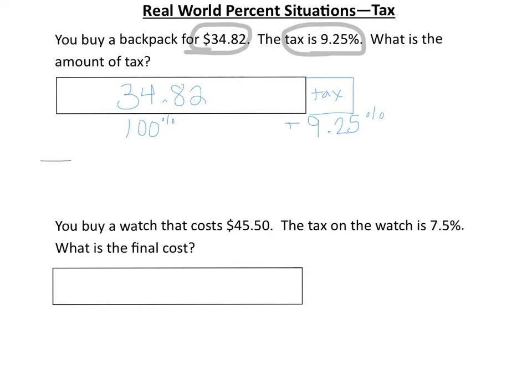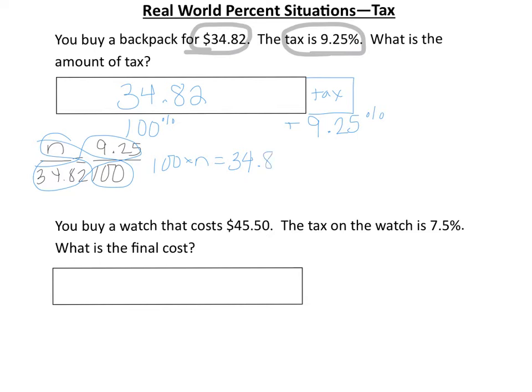When we go to set up our proportion, we are simply wanting to know what is 9.25% of the $34.82. We're not asking what the final bill is. We're wanting to know what the amount of tax is. So in this case, we did not have to combine our percents in the beginning because we are simply just being asked about, well, what is the tax? We cross multiply like normal.